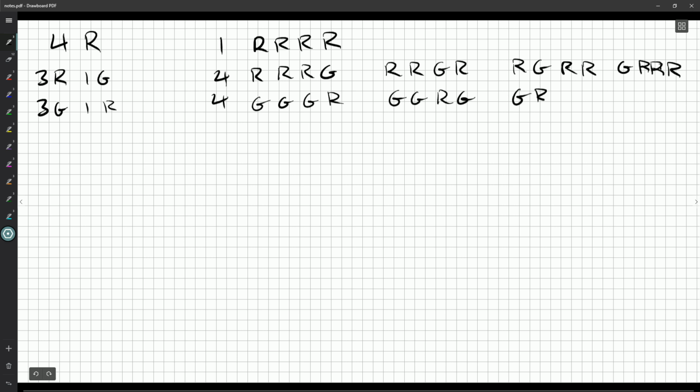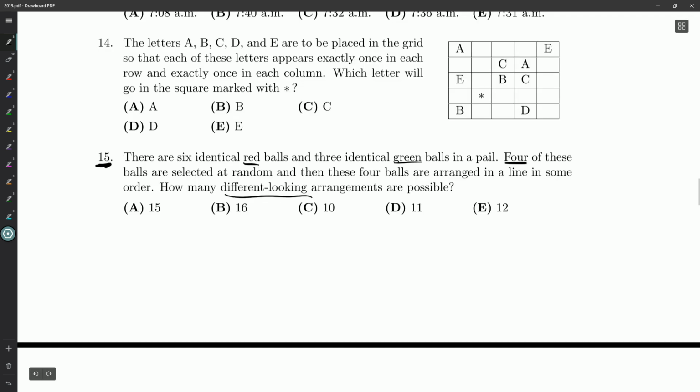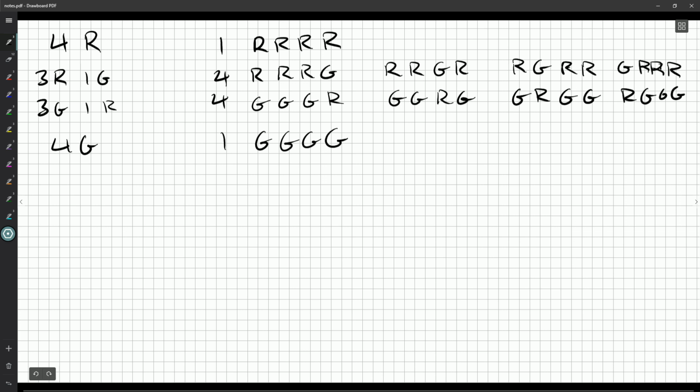Now, you have to ask yourself, can I swap the colors for that first one? Could we pick out 4 green? Well, you get only 1 possibility, green, green, green, green, but if we read the question carefully, there's only 3 green balls. You will not ever get 4 green. Okay. What else could we have? Well, we could have 2 of each. That's the only other possibility.